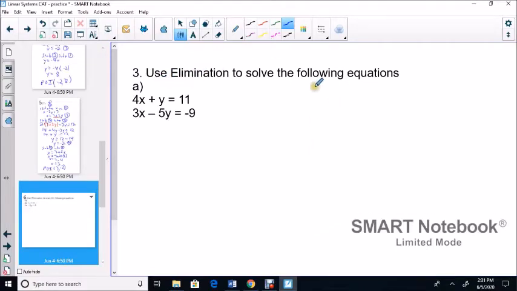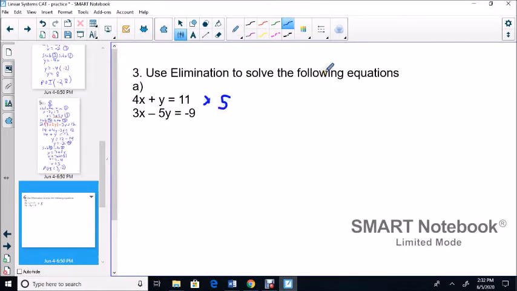Now the last method is elimination, so I will do this one using elimination. I look at these equations, and I have to either match up the first ones or match up the second ones. So if I multiply this whole line by 5, then the two 5s will be the same. So I'm going to take this line, multiply it by 5, and keep the other one.